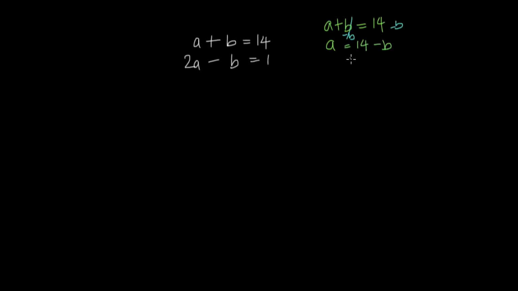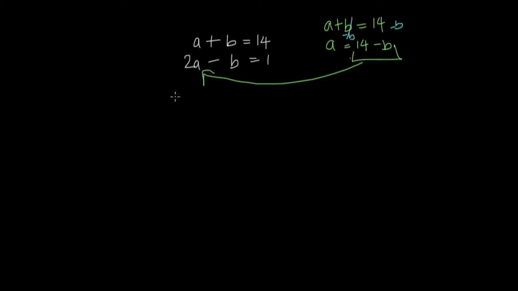Let's look at another example here. If I have a plus b equals 14 and 2a minus b equals 1, then again, I can take my first equation, a plus b equals 14, then I can get a alone, and to do this, all I have to do is just subtract b from both sides of the equation. So that will cancel out, and it gives me a equals 14 minus b. And I plug in this value of a into this equation here.